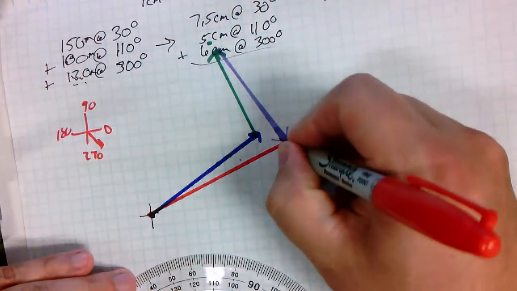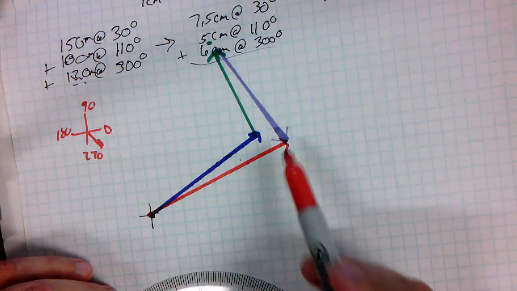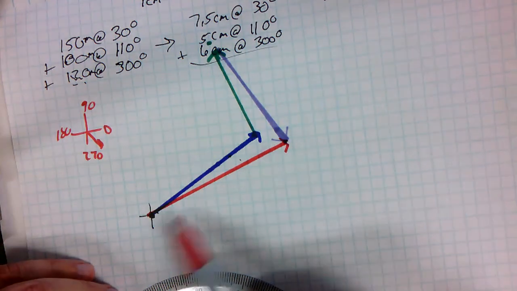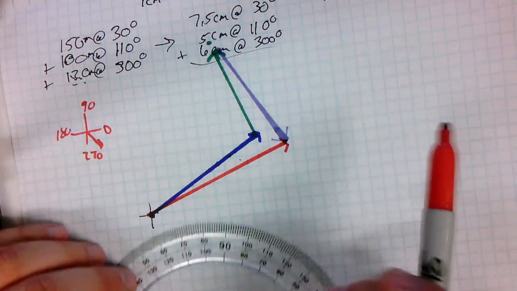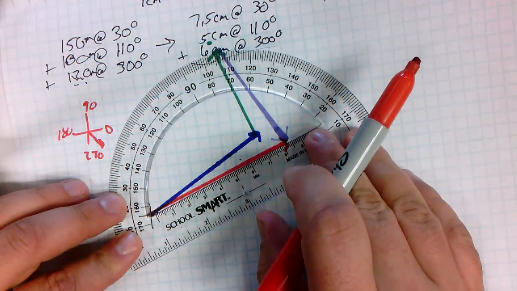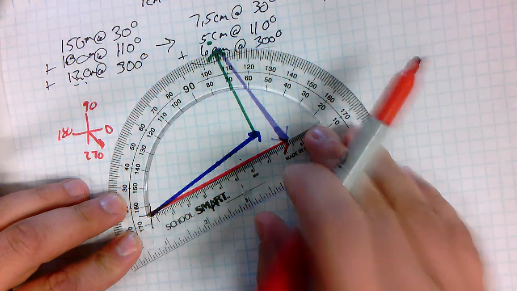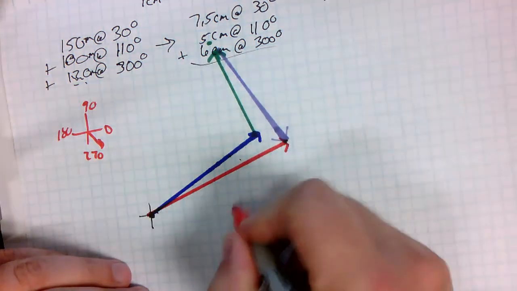There it is. The red line represents the resultant. Take note, it is pointed in that direction. It's not from our end point back to where we started. It's from our start point to our end point. And so the length of that line ends up to be about 8.3 centimeters.